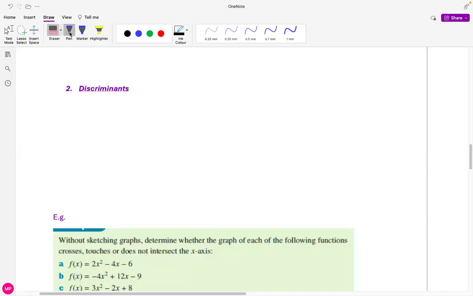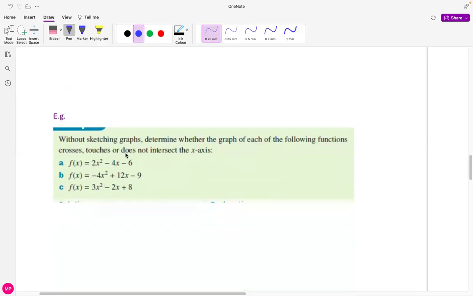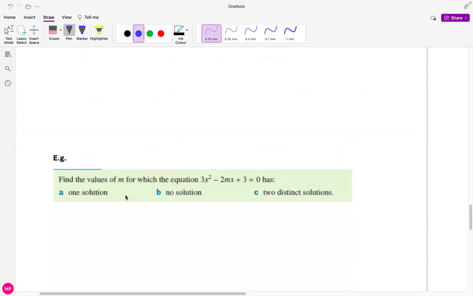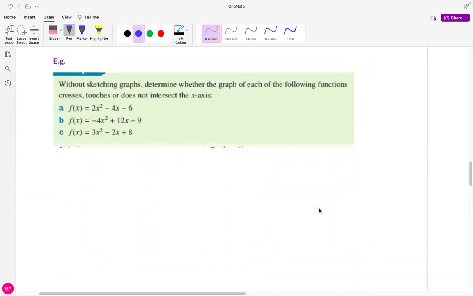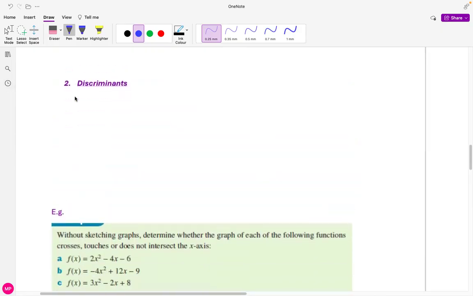Hi everyone, welcome back. In this video, we're going to look at the discriminant, and we're going to learn how to find the number of x solutions using the discriminant, and how to find the unknown values such that the equation has one solution, no solution, or two solutions. Now, let's get started on what the discriminant actually means.